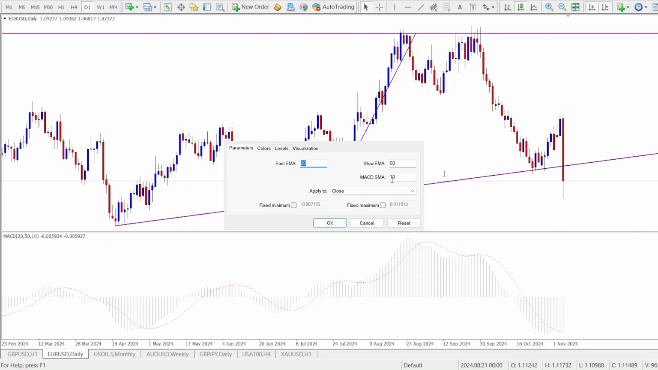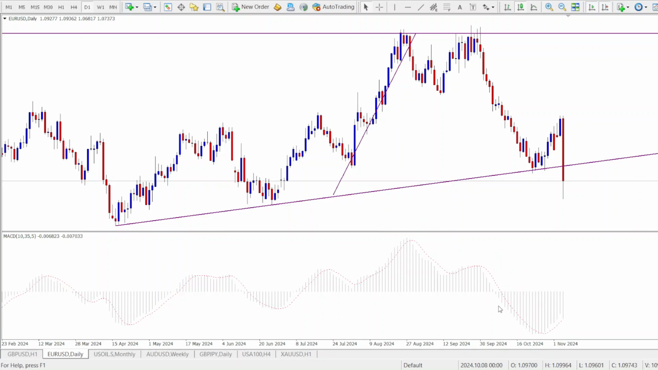Let's look at how that works. Some traders prefer to use this, so you can see this will react faster. Basically, if you want a faster reaction, you can consider using 10, 35, 5. Depending on the kind of trader that you are, the key is to backtest these settings on historical charts, take notes on how often they give you strong signals, and then apply them consistently.